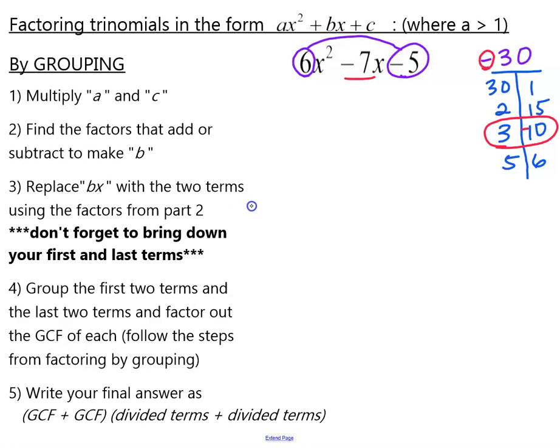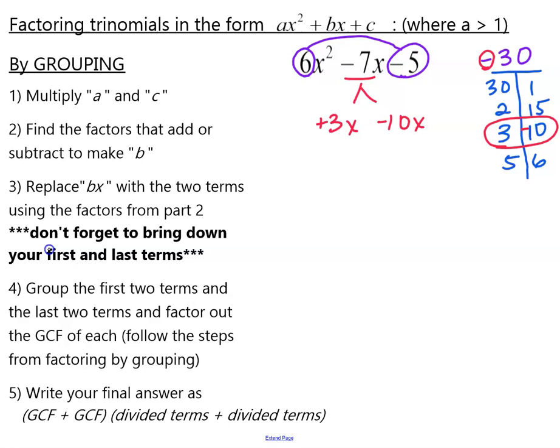So step 3 tells us we need to replace bx with the two terms using the factors from part 2. So positive 3 and negative 10, we're going to use those factors to replace this middle term, the negative 7x. So instead of negative 7x, we're going to rewrite that as positive 3x minus 10x.